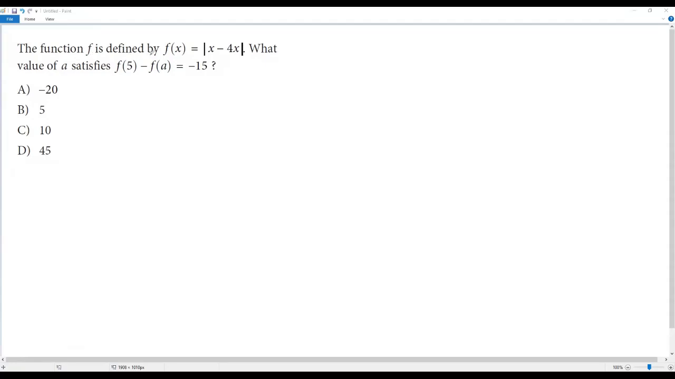The function f is defined by f of x equals the absolute value of x minus 4x. What value of a satisfies f of y minus f of a equals negative 15? That is, we have to find the value of a in this equation.